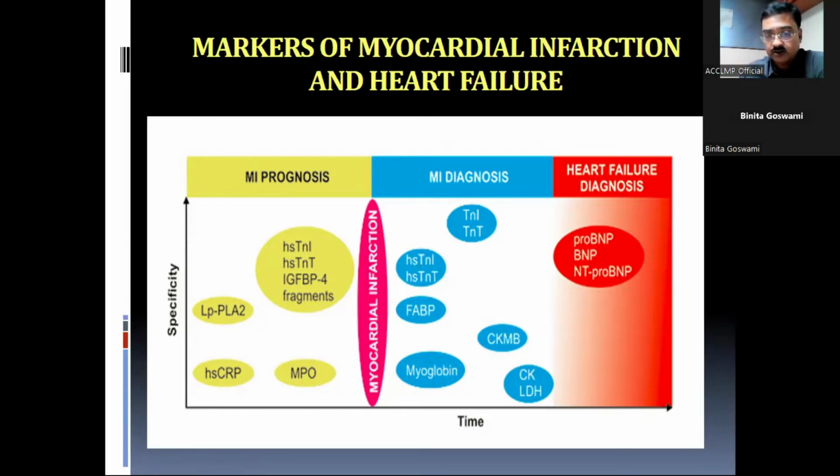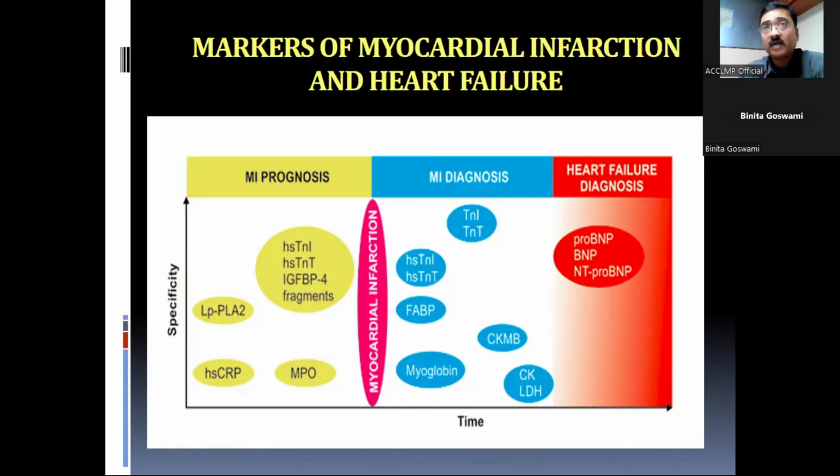Now the markers which definitely say that cardiac injury has happened and there is a possibility of MI are called MI diagnostic markers. These are cardiac troponin I, troponin T, fatty acid binding protein, myoglobin, CKMB, LDH, and AST. They are the diagnostic markers.